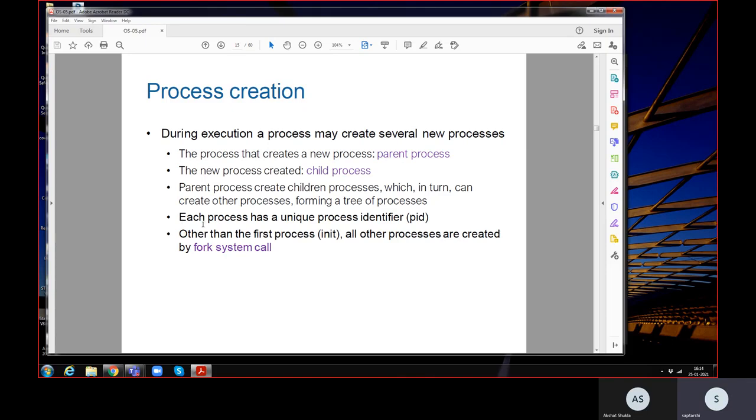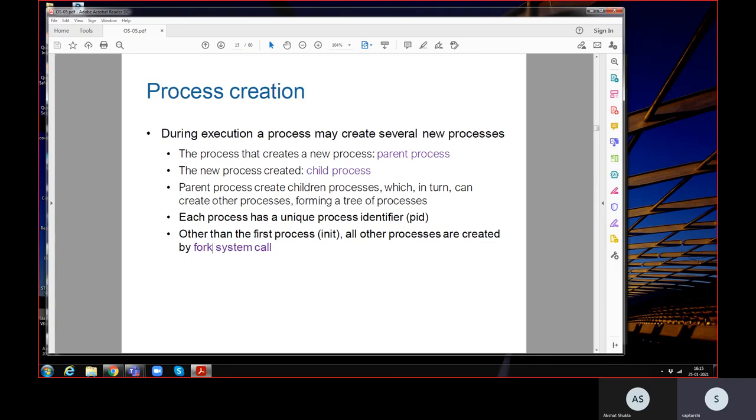Now, one important thing to remember is each process has a unique identifier, which is called a PID, a process identifier. Now, this statement is important. So how to create a process? There's a system call called fork, which we will study just now in detail. So the fork system call is used to create a process.